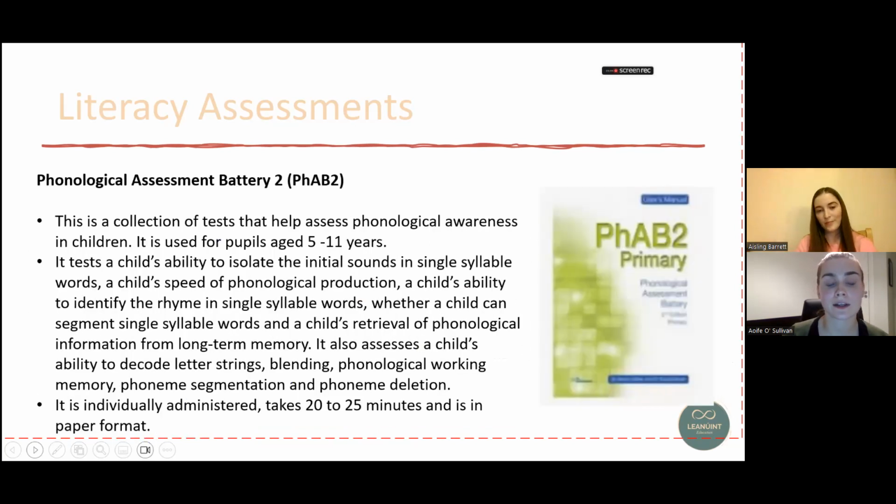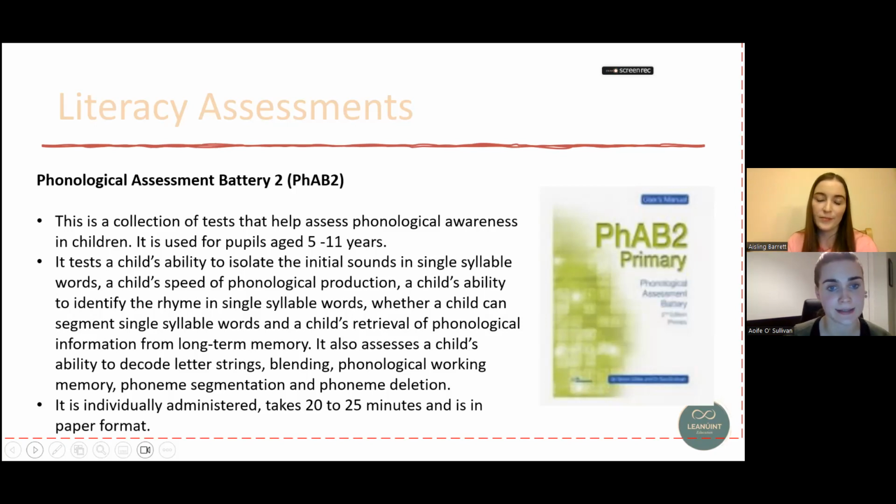In terms of phonological assessment, which we always recommend, particularly if a child is struggling with literacy, these difficulties may be due to a difficulty with phonological processing. So we always recommend doing a phonological awareness assessment, and this is one that can be used for pupils all the way from junior infants up to age 11, so 5th or 6th class.